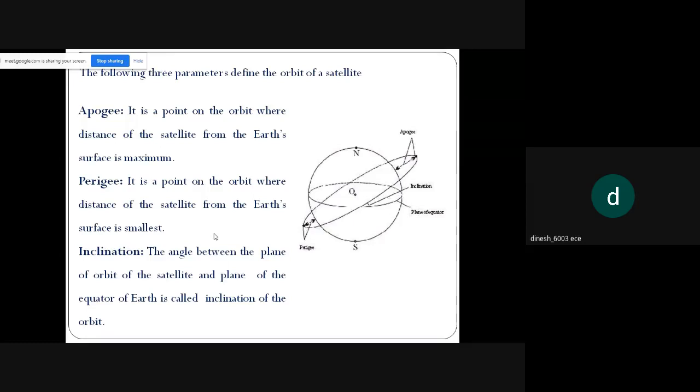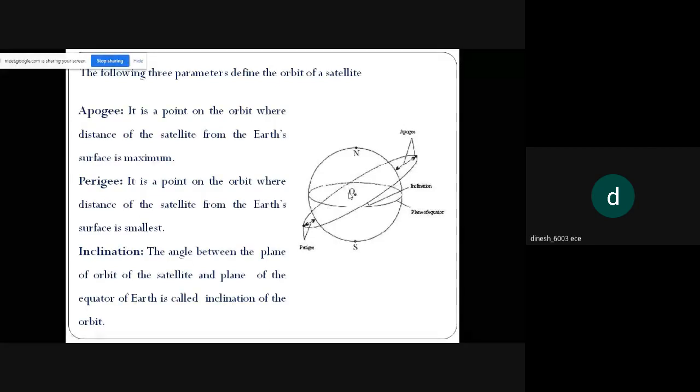Then we have to define the three parameters which are important in the orbiting of a satellite. One is apogee, second one perigee, third one inclination. Apogee, it is a point on the orbit where the distance of the satellite from the Earth's surface is maximum. You can see in the center we have the Earth, and the satellite revolves around the Earth.